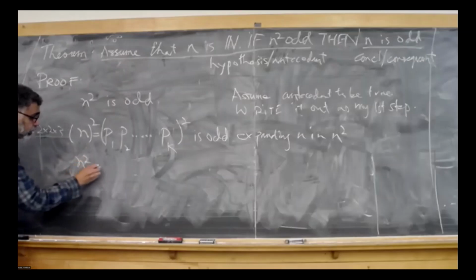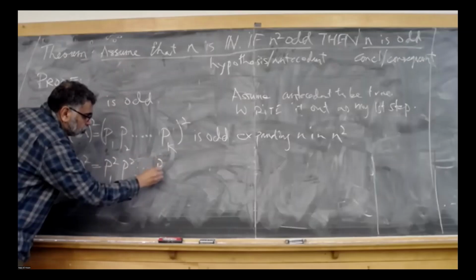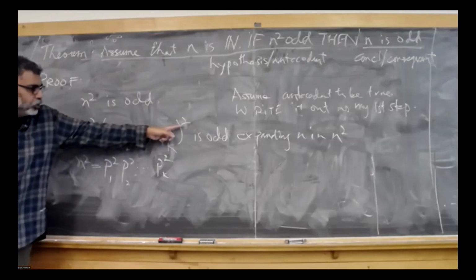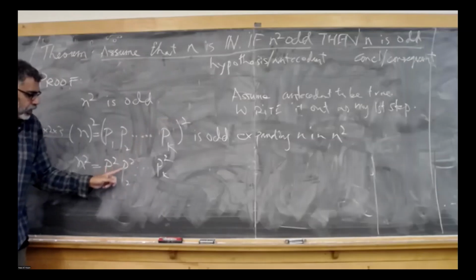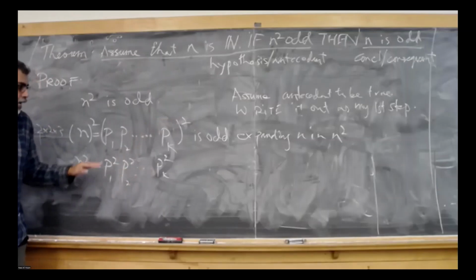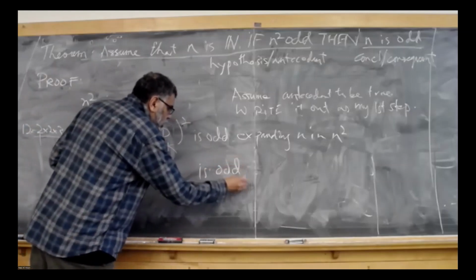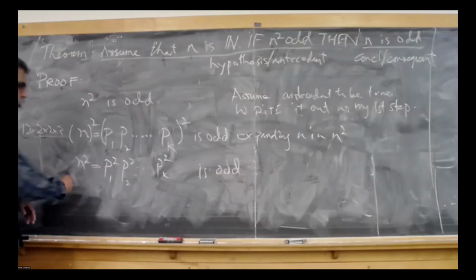So n squared equals, so what have I done? I've just used the rules of exponents, which tells us that you can bring 2, the exponent here, the power, and multiply each of these factors. And this thing is equal to that. Okay. And at this stage, we are saying this whole thing.